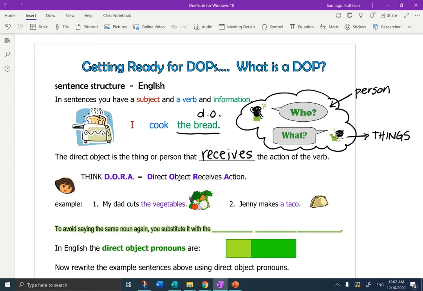Think about Dora. Direct object receives the action. Direct object receives the action spells out Dora.